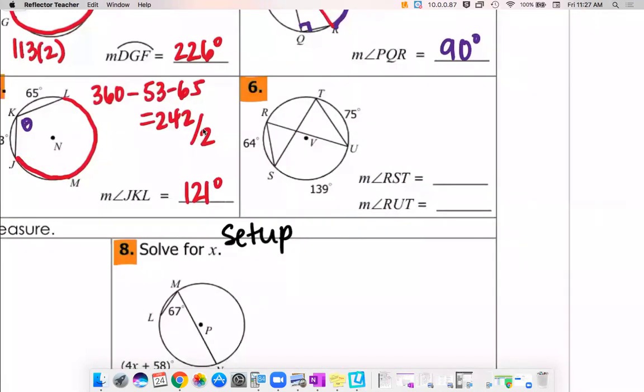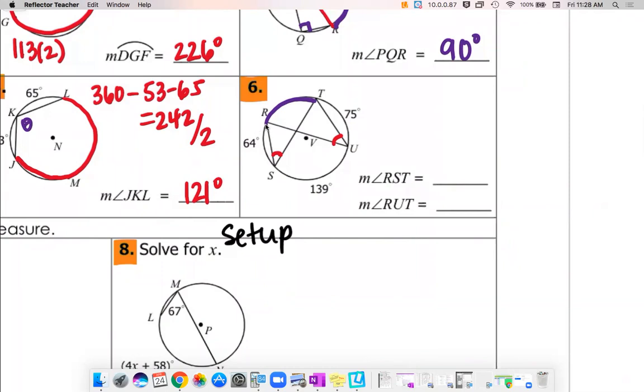Okay, so we want to know RST, so this angle right here, and RUT. Now the first thing you should notice is that they have the same intercepted arc, because the two chords create angle S right here, and then these two chords create the angle U, and they intercept the same arc. So what that means is these two angles are the same. So once I find one, I know what the other ones are.